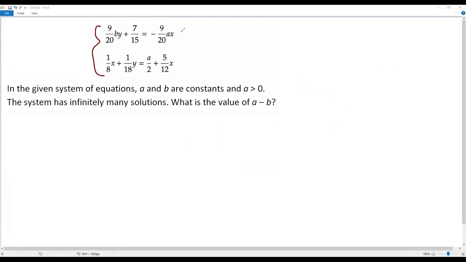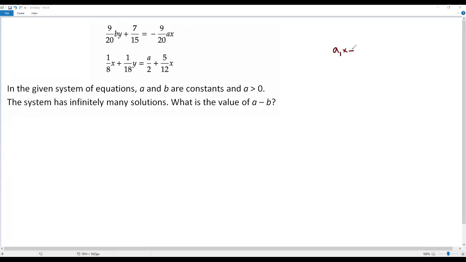Here we have a system of two linear equations. In the given system of equations, a and b are constants. A is greater than 0. The system has infinitely many solutions. What is the value of a negative b? Okay, before I start solving this problem, let me consider a system of two linear equations in standard form.